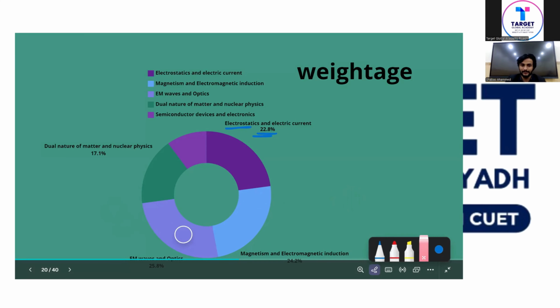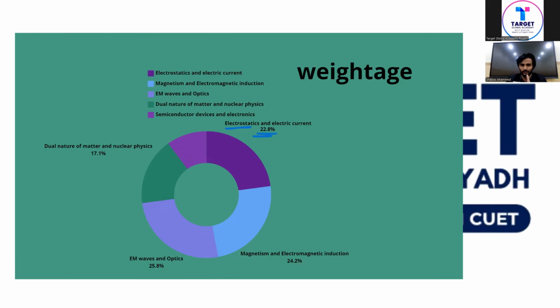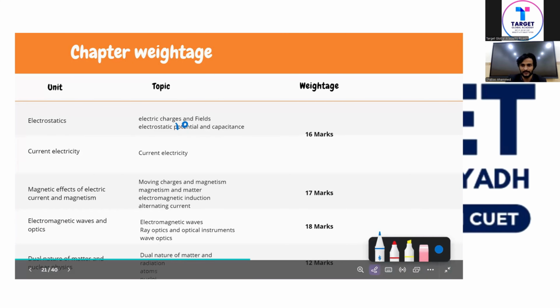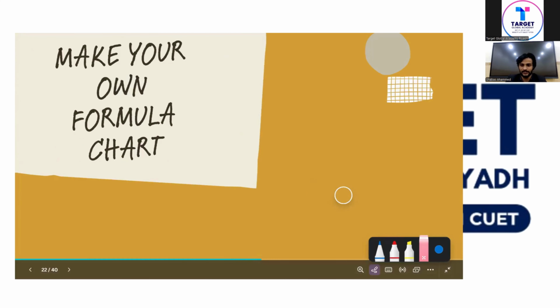Then electromagnetic waves, a small chapter of only 1 or 2 pages, as well as wave optics and ray optics. This is the important portion in your grade 12. And this part is just nuclear physics, the simple 2 chapters: atoms, nuclei, and dual nature. And the last small portion, only 10%, is for the semiconductors.